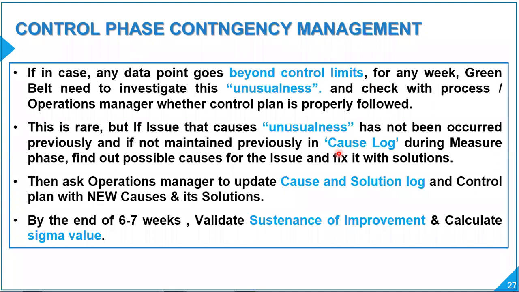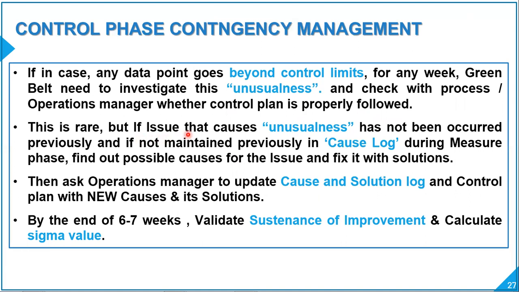Right, so control phase contingency management. Once we plotted the control chart, that is the P chart, we now have to look into control phase contingency management. Now, what is contingency management? If any data point goes beyond control limits for any week, the Greenbelt, that is you, needs to investigate this unusualness and check with the process or operations manager whether the control plan is properly followed or not. That is the first thing you need to check.